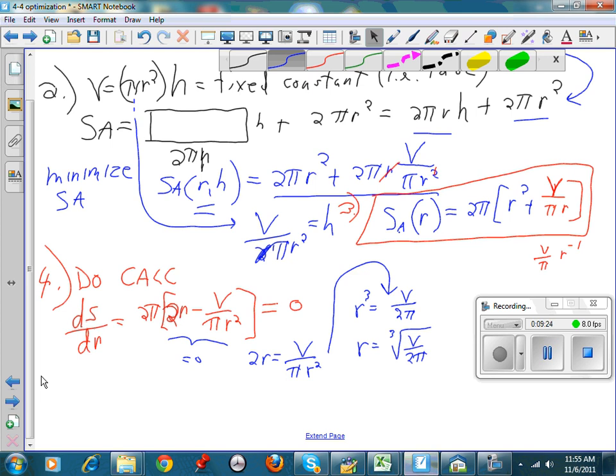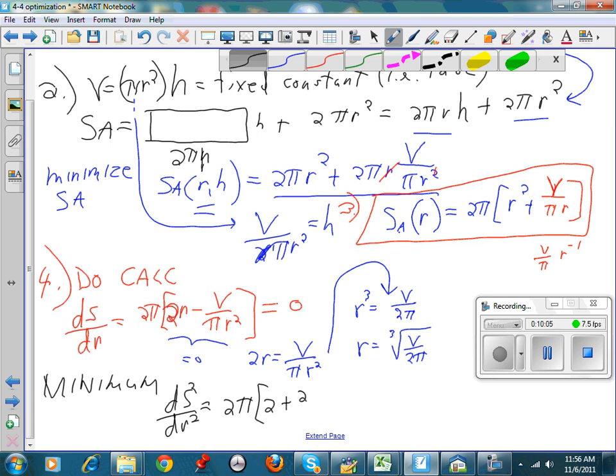Okay, was this a minimum? How do I find out if it's a minimum? Well, I could apply a second derivative. I could say, what is d squared S over dr squared? I look at a second derivative of this, and what do I get? I'm going to get 2 pi. I go on the inside here and I get 2 plus 2V over pi r cubed.